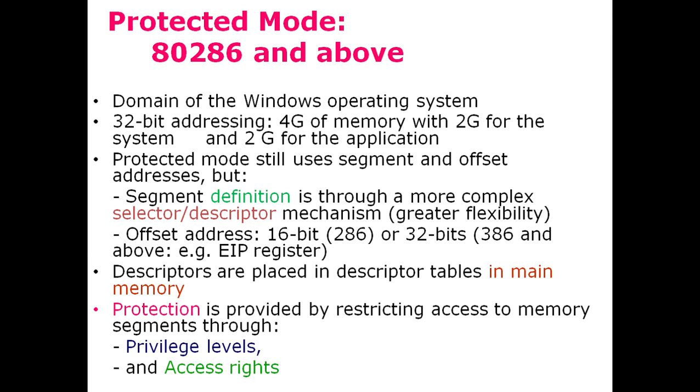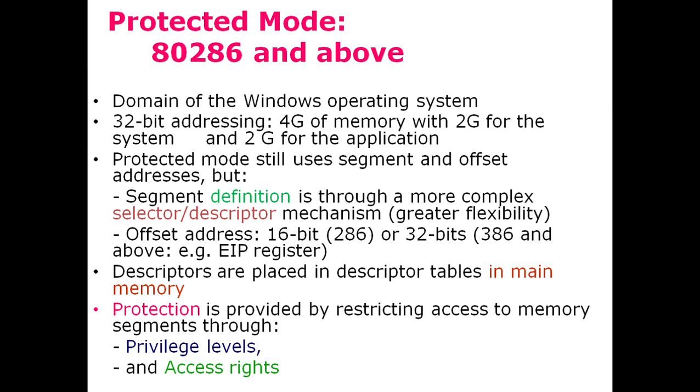But briefly, this protected mode of memory addressing is the mode where the Windows operating system operates. In 32-bit addressing, there is 4G of memory with 2G for the system and 2G for the application. Protected mode still uses segments and offset addresses, but in a different way. Segment definition is through a more complex selector and descriptor mechanism, which provides greater flexibility relative to the size and the location inside the memory.